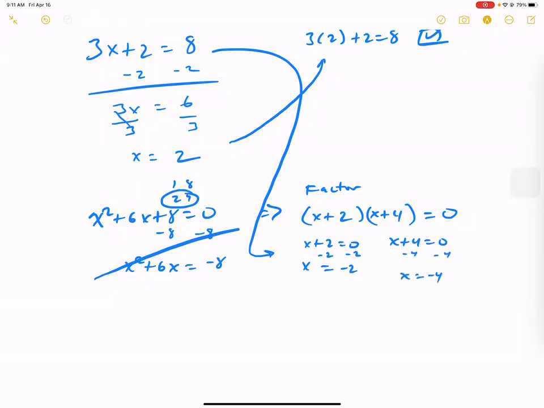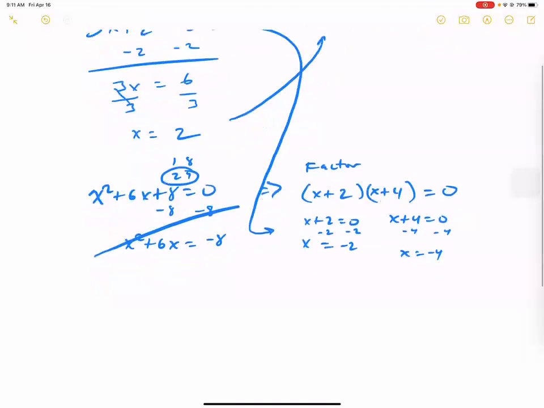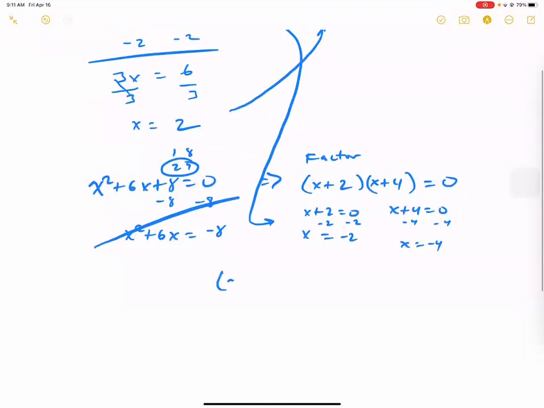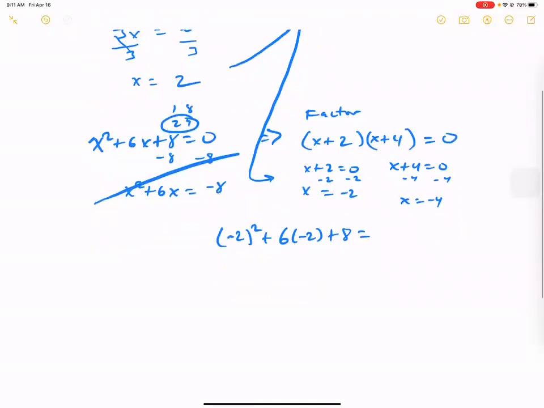Okay. Now, just to verify this, to make sure you guys are believers here, if I say x is negative 2, squared, and 6 times negative 2 plus 8, would this become 0? Is my guess of negative 2 actually going to give me 0? It doesn't look like 0, but 4 minus 12 plus 8 is negative 12 plus 12. Oh my goodness, that actually worked.